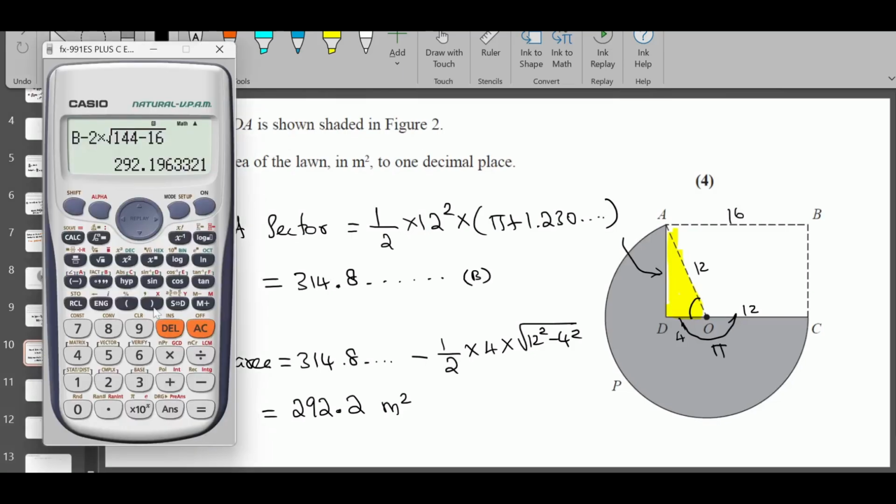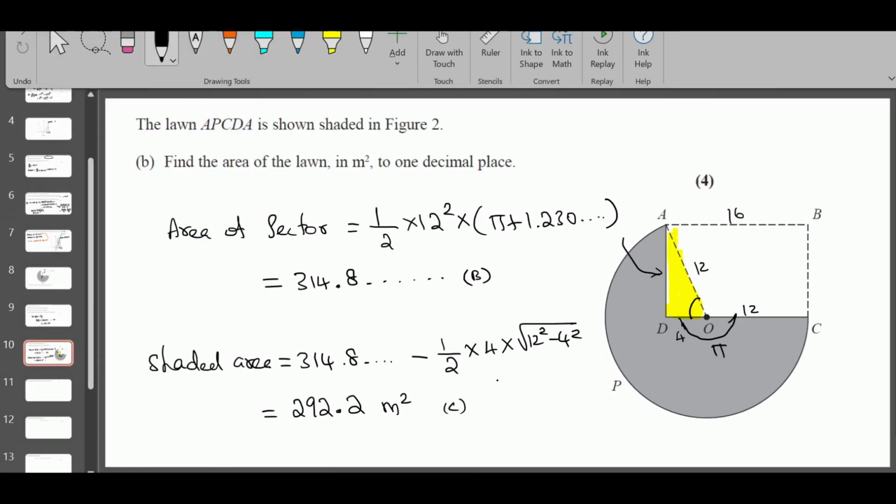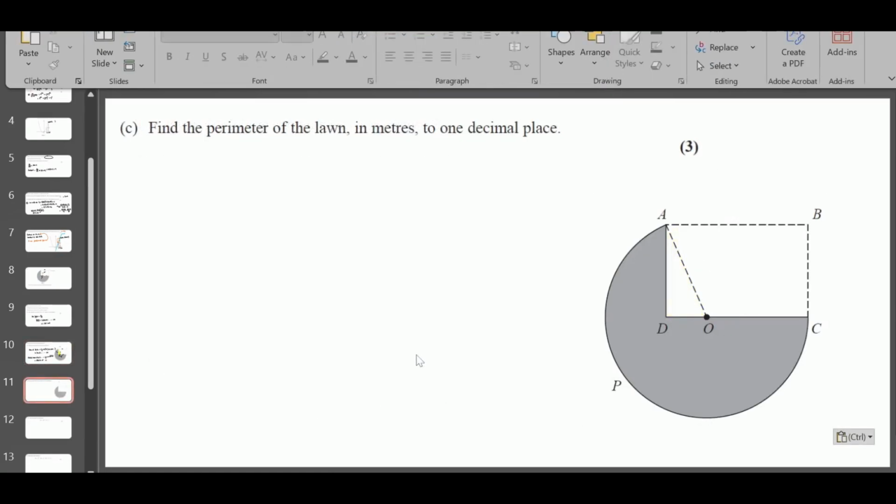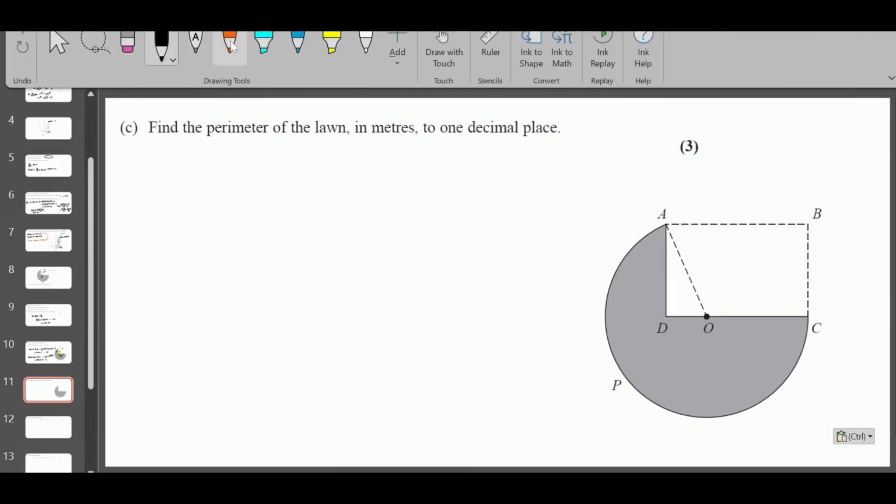Okay, I'm not sure whether we will need this value later or not, so anyway I'm gonna store it as C. So just put a little reference here. Let's move on to the next part, part C. Find the perimeter of the lawn to 1 decimal place. So I have put the diagram here. They want the perimeter of the lawn. Lawn is this actually. So you need to find this arc length.